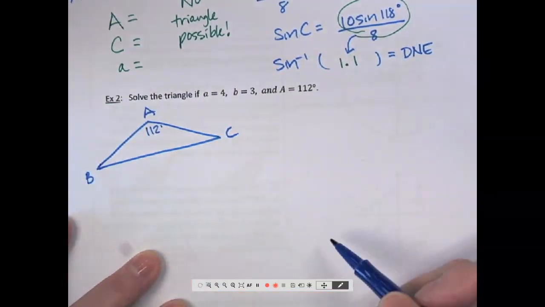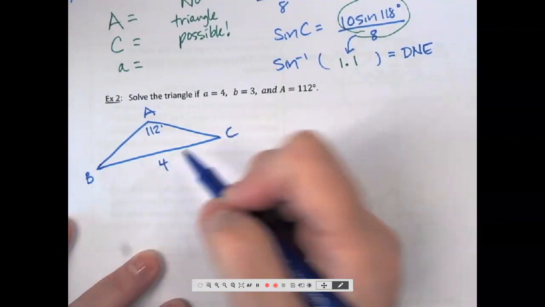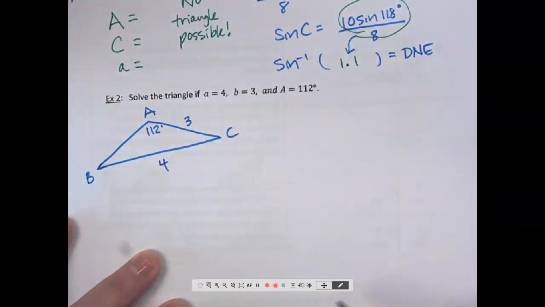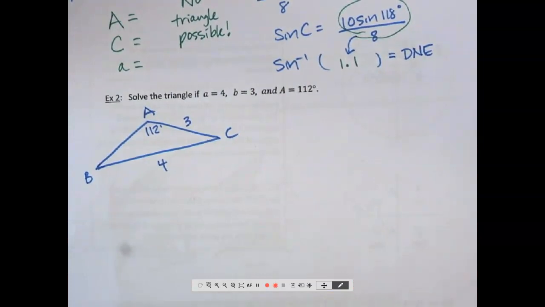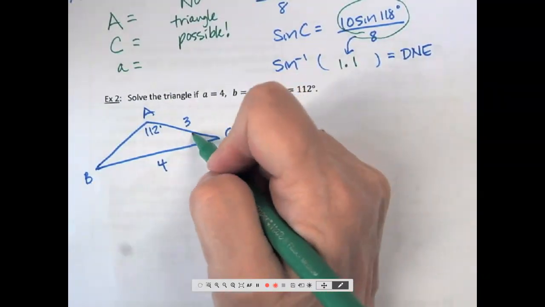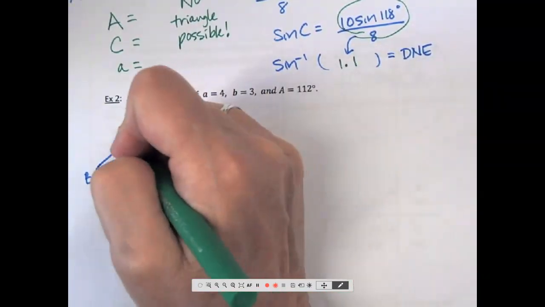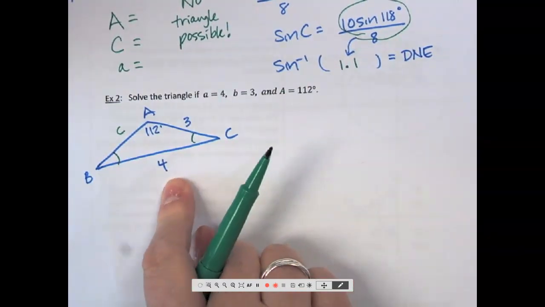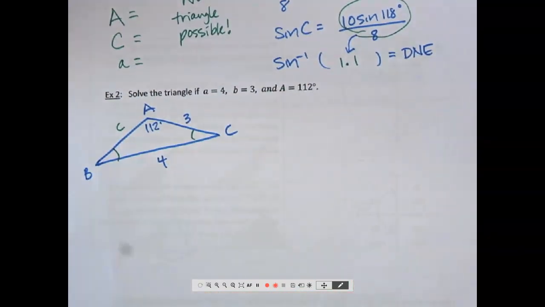112 is my large angle. A is 4, B is 3. Okay, so I'm not trying to trick you on this one, because that longer side is opposite the bigger angle so far. So we're good there.